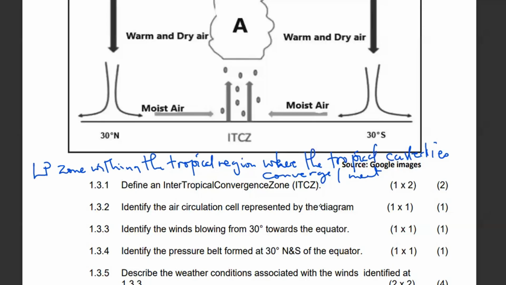it's a low pressure belt where the sun is overhead. The sun is overhead position. That is what actually clarifies the ITCZ. Because of the overhead position of the sun, we tend to have a low pressure developing within the tropics. And for that reason, there's low pressure and there's convergence of the tropical easterlies in that particular zone.